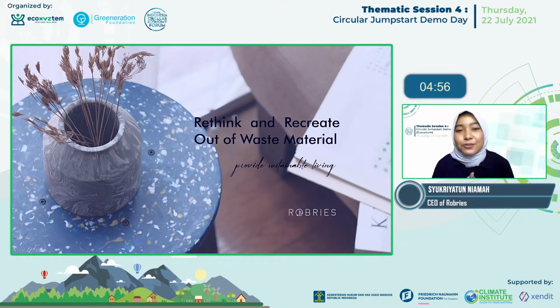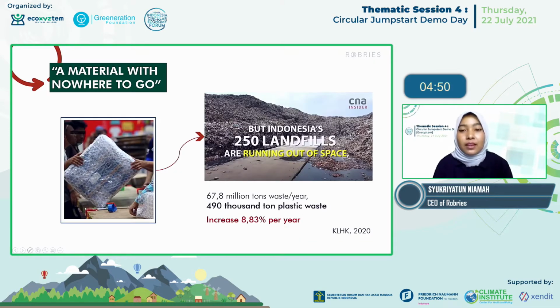So Robris is where we turn plastic waste into valuable product. Talk about plastic waste. We already produce 490,000 tons of plastic waste and they have nowhere to go.